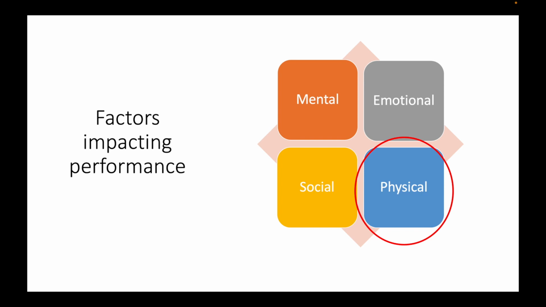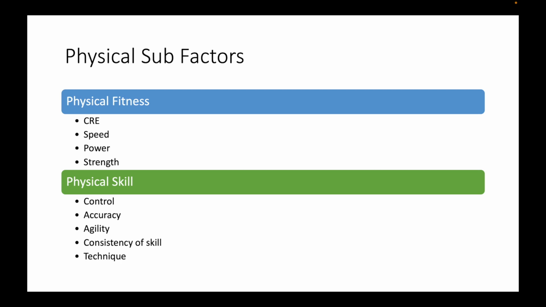We're now going to move on to probably the easiest one to talk about, and that is how the physical factor impacts on performance. Just a reminder of our physical sub-factors. So we've got 2 different headings here. We've got physical fitness sub-factors, and they are CRE or stamina, speed, power and strength. And then we've got physical skill related sub-factors, and we're going to look at control, accuracy, agility, consistency of skill and technique.